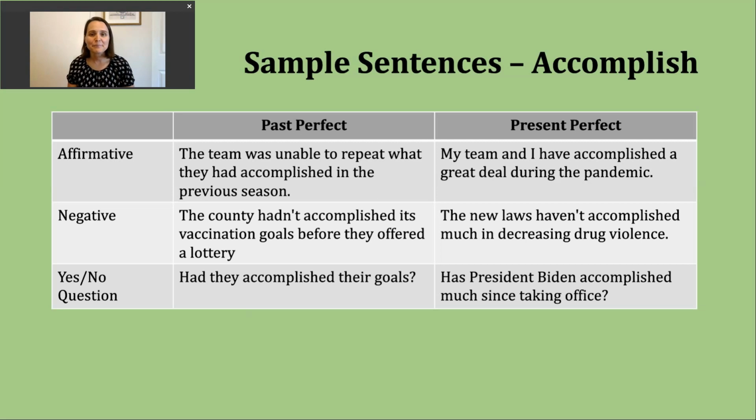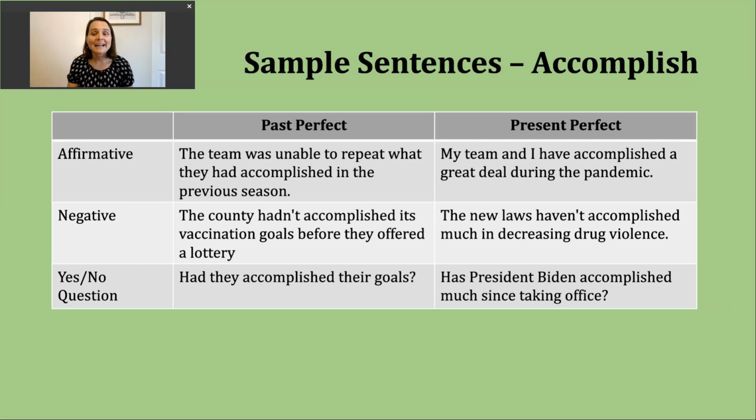Here's another example. The new laws haven't accomplished much in decreasing drug violence. It's kind of like having a particular effect, hasn't been successful in that particular goal. Finally, let's look at making a present perfect yes or no question. To do this, you'll start with have or has, whichever form matches your subject, and that comes next, and then you'll have your participle.